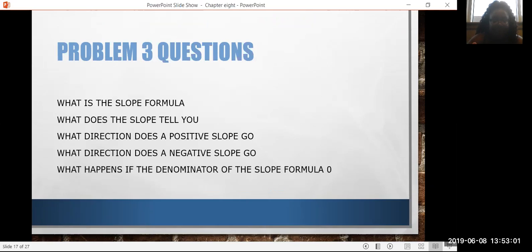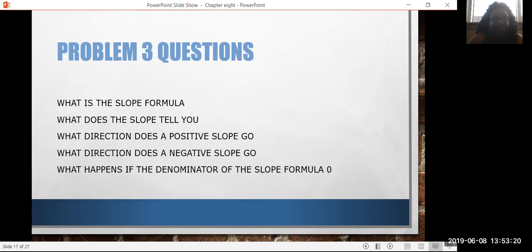And of course, it's upward, right? So how I remember is if I'm being positive, I'm going upwards, and if I'm being negative, I'm going downwards. So that's the answer to my next question, what direction does a negative slope go? And you go downwards to the right.